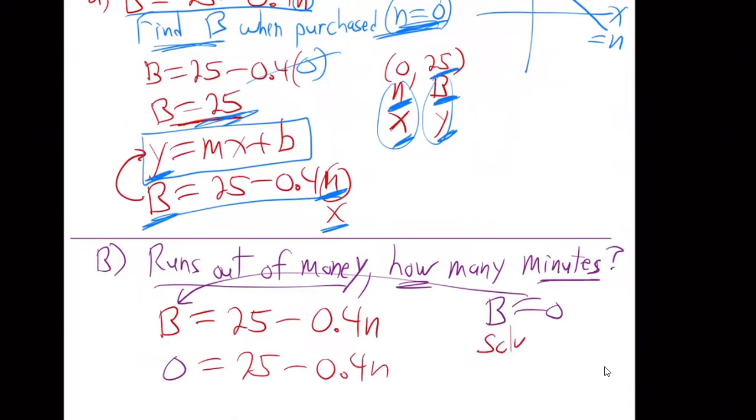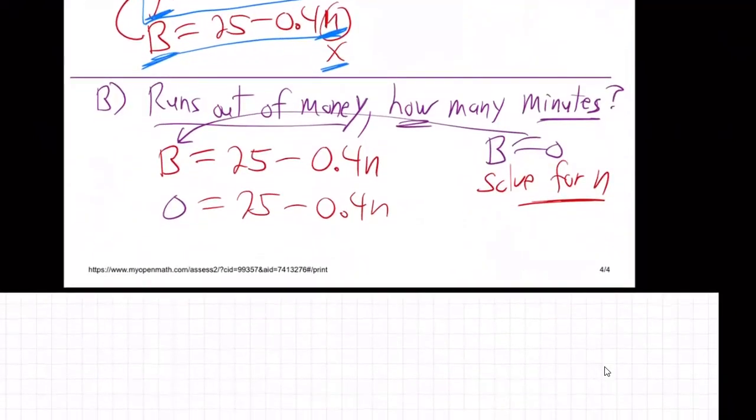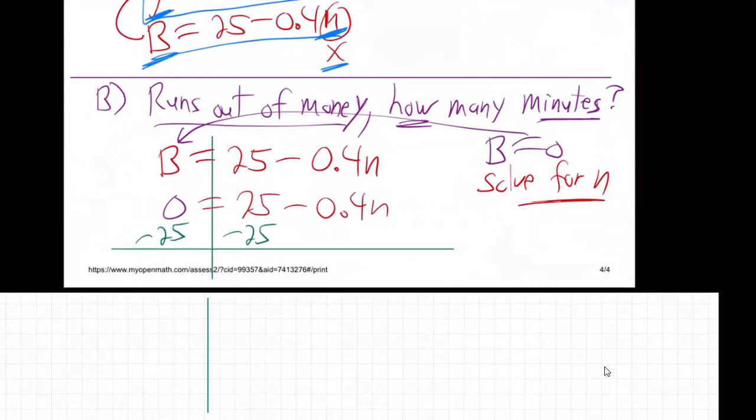B equals 0. Balance is 0 when you run out of money. Now solve for n. So here's our equation, our wall of separation. We need to subtract 25 from both sides. So we get minus 25 is negative 0.4 n.